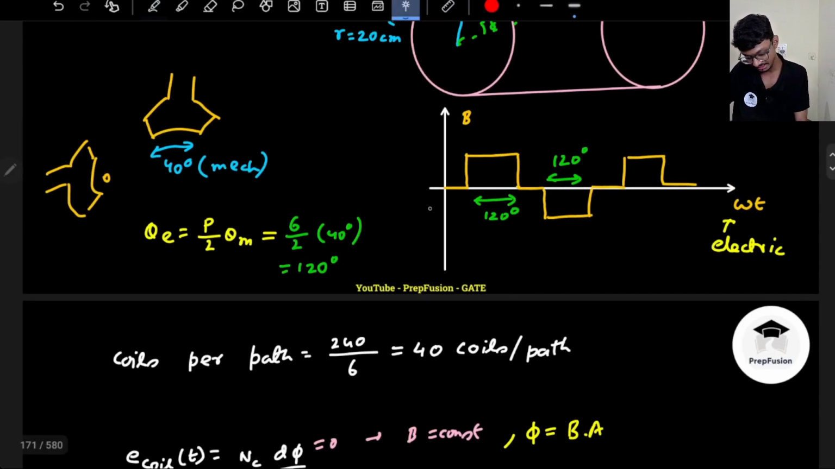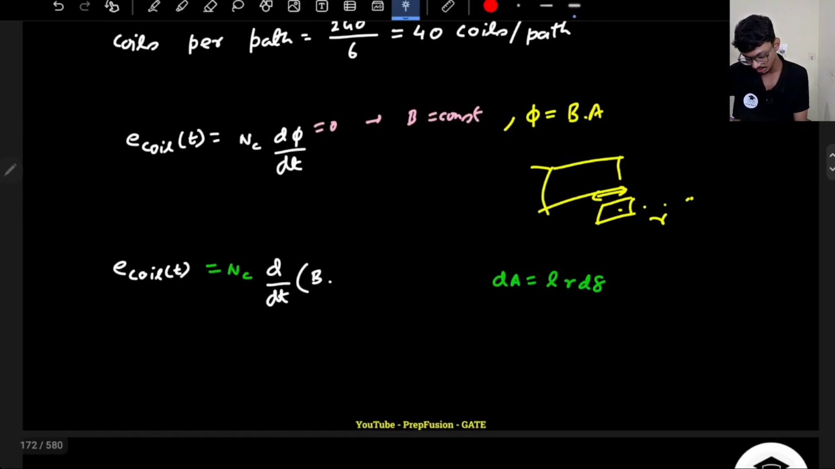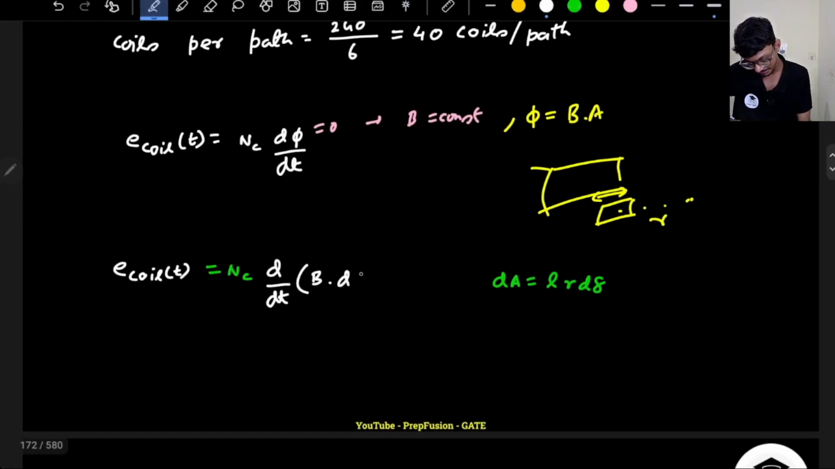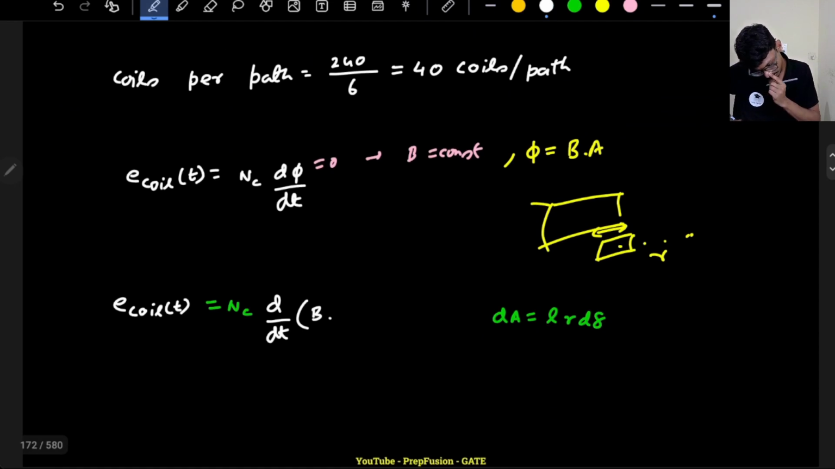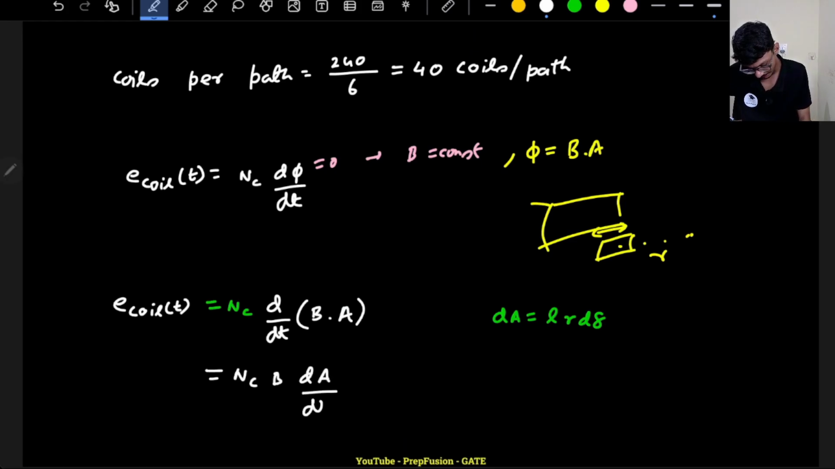Else it is either 0 or some constant value, into the small area dA. Basically here my flux density is constant, so this will be NC into B outside, and this will be dA divided by dt. That is what my E coil of t is equal to.